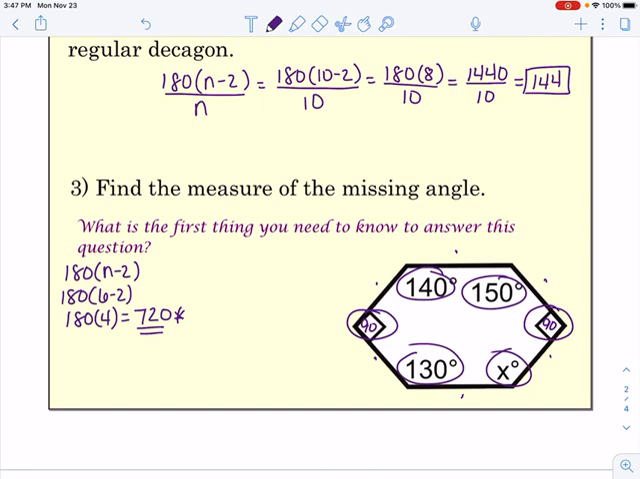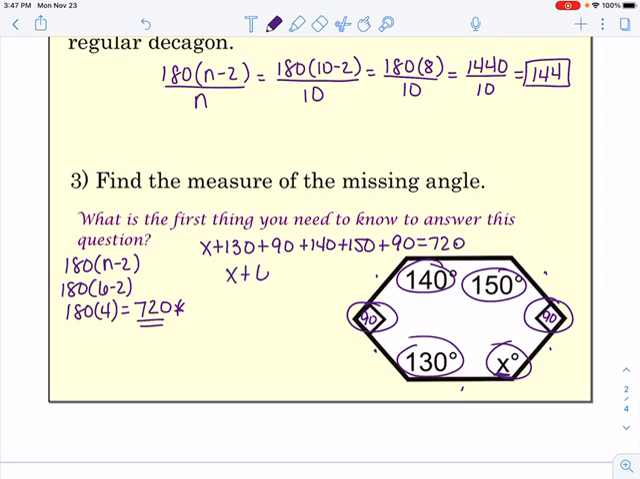So I'm going to start with x, and I'll work my way counterclockwise around. I'm going to have x plus 130 plus 90 plus 140 plus 150 plus 90, and that has to equal 720. Adding up all those numbers on the left-hand side, you should get 600. So x plus 600 equals 720. Subtract 600 from both sides, and your last remaining angle is going to be 120 degrees.